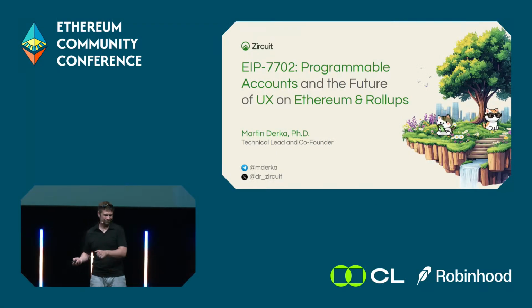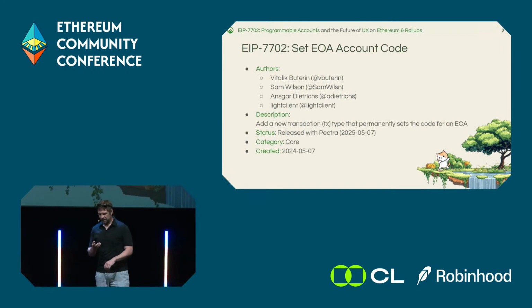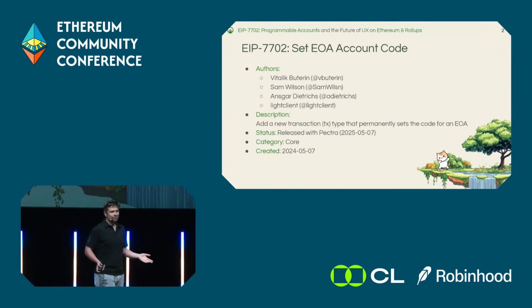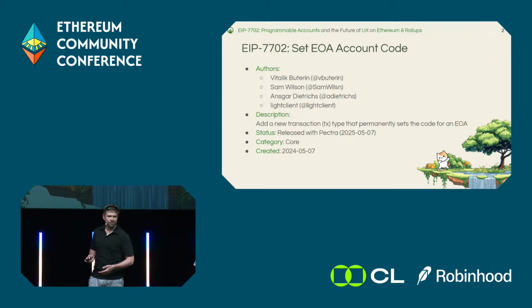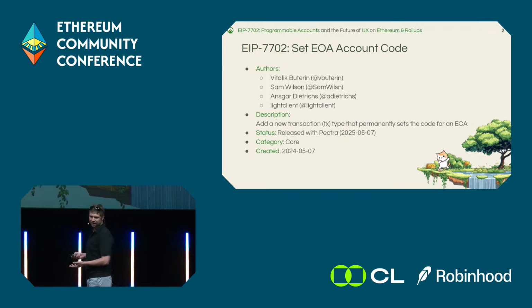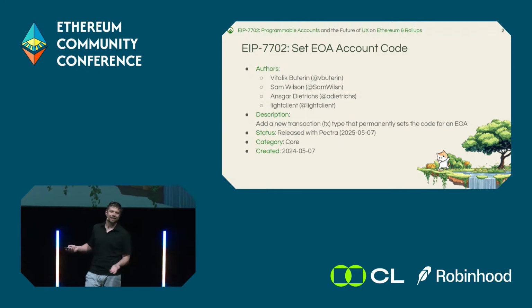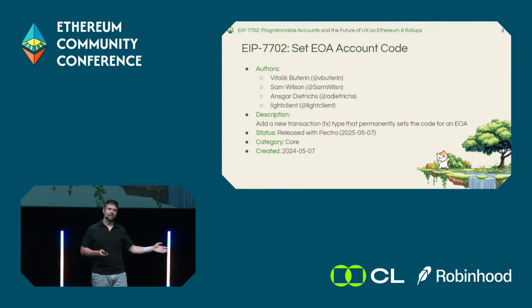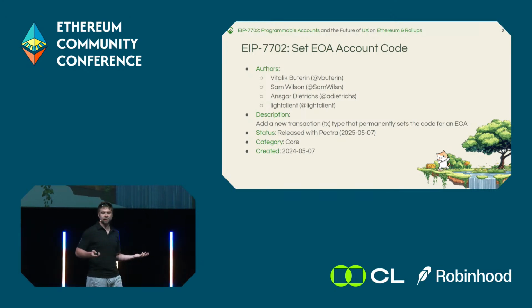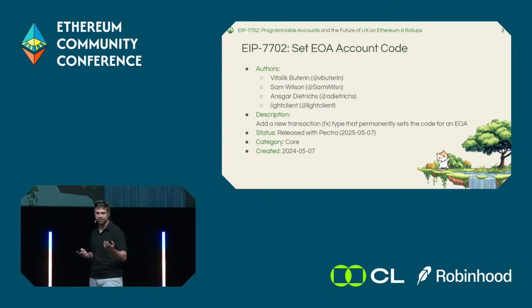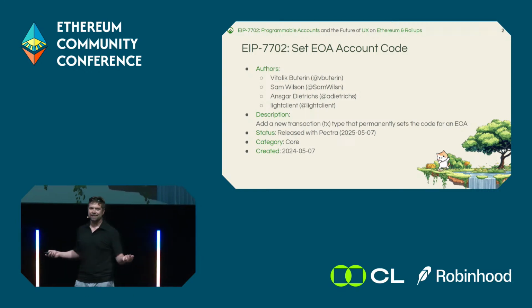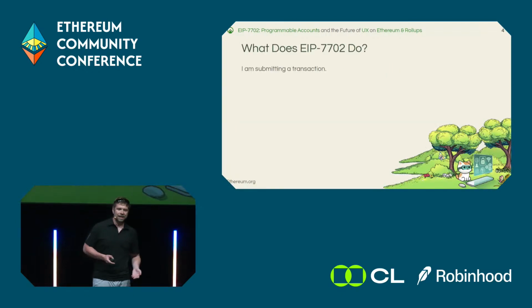And I want to be talking about EIP-7702 here at Cannes. We will dive right into it. So EIP-7702 is an EIP that was deployed on Ethereum within the Pectra upgrade. It was authored by Vitalik and some other people, and it essentially introduces a new transaction type onto Ethereum called setcode transaction. So let me explain to you what it does.